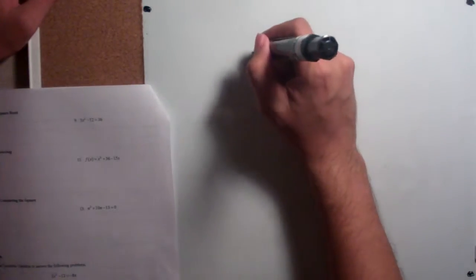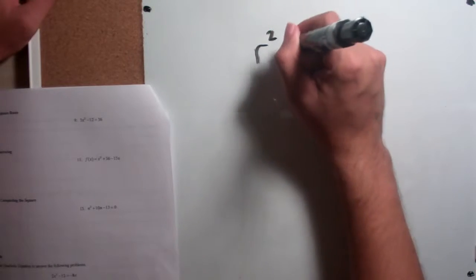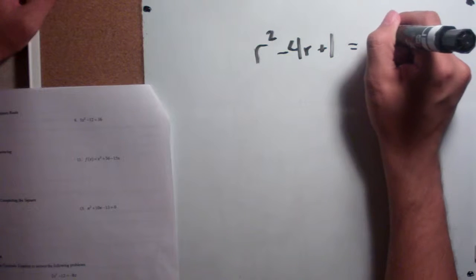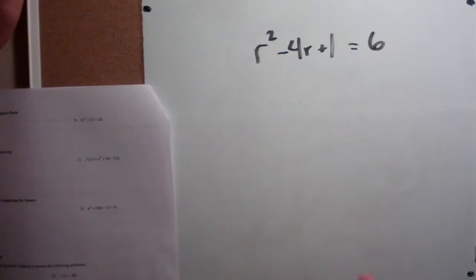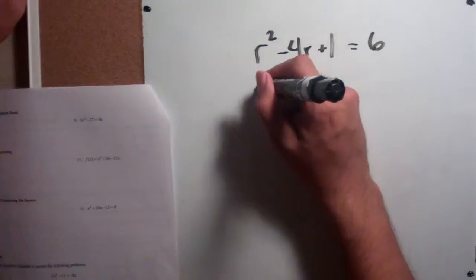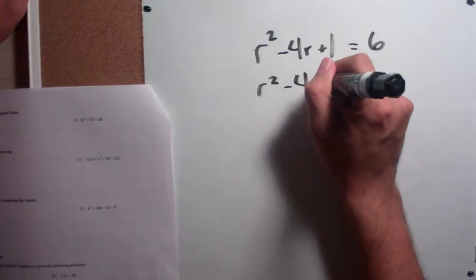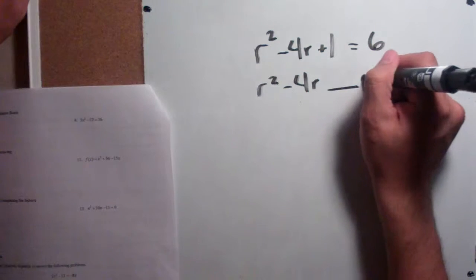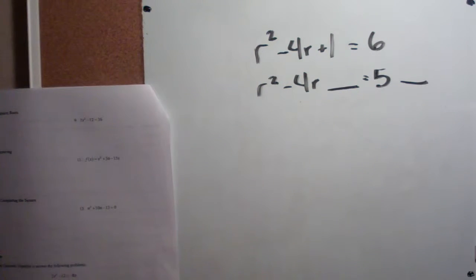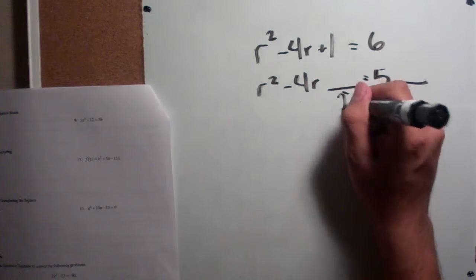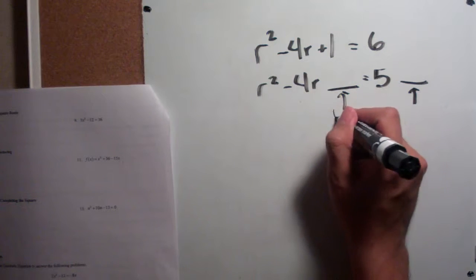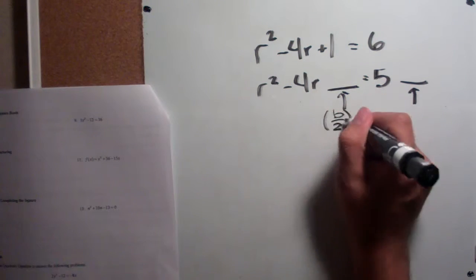Completing the square. I'm going to go ahead and write r squared minus 4r plus 1 equal to 6. When we complete the square, we want our constants all the way to the right, so I need this 1 on the other side. So I'm going to subtract, so we're going to have r squared minus 4r, and I'm going to leave a blank here for now. If I subtract 1, I'm going to have 5, and leave a blank here as well. Okay, we have to introduce a new term. By completing the square, we want a binomial squared. The term that we introduce is b over 2 squared.